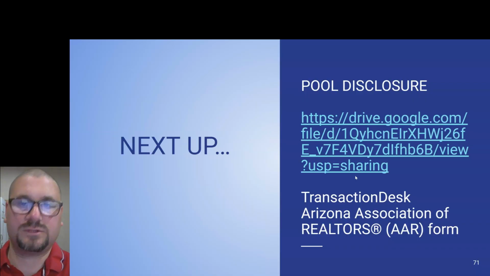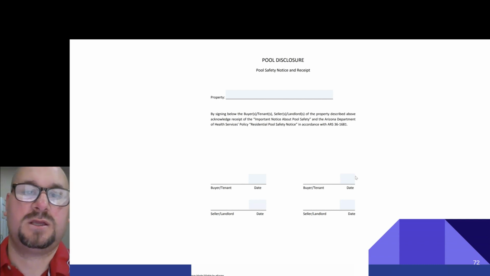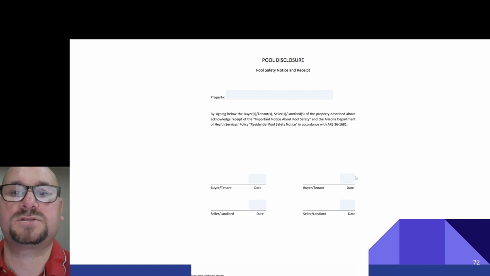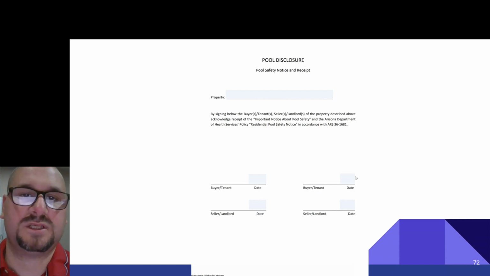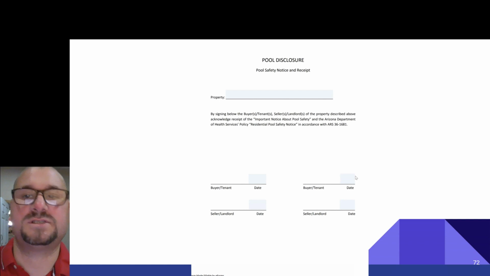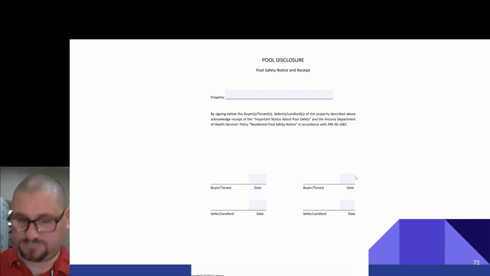Next up is the pool disclosure. So here, pool safety notice and receipt. You'll put the property. By signing below, the buyer, tenants, seller, landlord of the property described above acknowledge receipt of the important notice about pool safety and the Arizona Department of Health Services residential pool safety notice in accordance with ARS 36-1681.